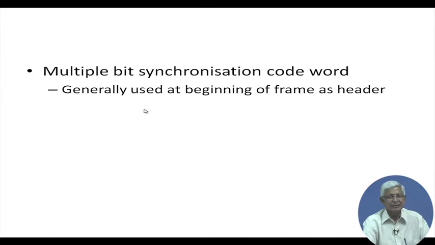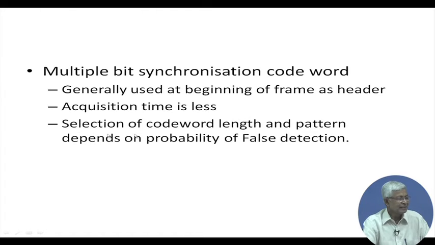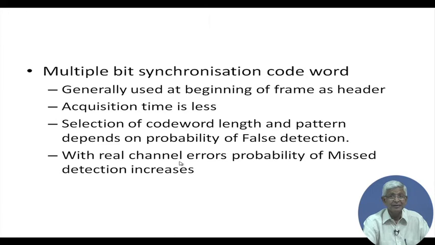So, multiple bit synchronization code words are used, and generally this is placed at the beginning of the frame as a header. Obviously acquisition time is less, because if it is detected immediately, you do not have to accumulate many such things. The selection of the code word length and its pattern depends on the probability of false detection. By chance, if a similar pattern comes in the data stream itself, it will be detected as the beginning of a frame. If it comes in between the frame, in the data pattern, that will be a problem. So, the selection of the pattern as well as its length is important from the false detection point of view.